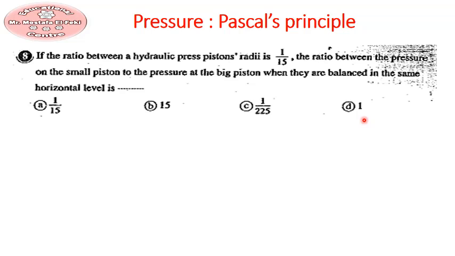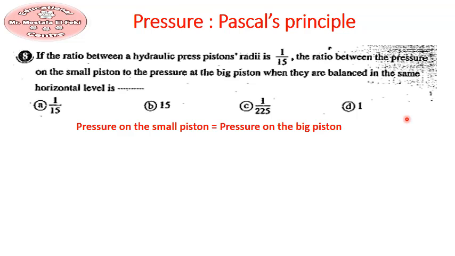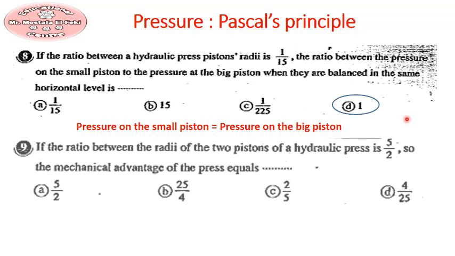If the ratio between the hydraulic press piston radii is 1 over 15, what is the ratio between the pressure on the small piston to that on the big piston when they are balanced at the same horizontal level? Pressure equals pressure, then the ratio between them is 1.